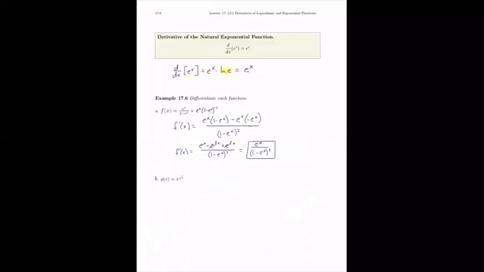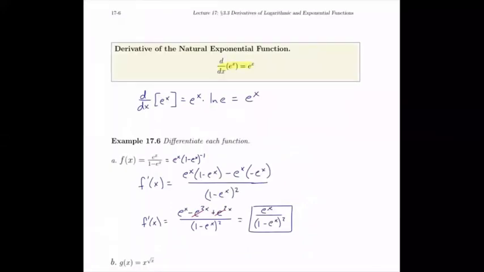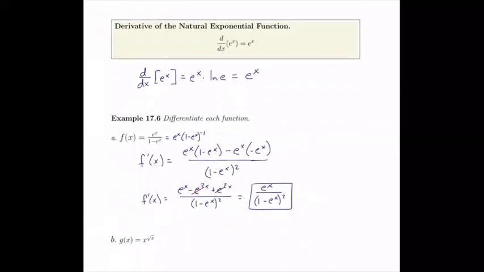We see that natural log of e is just a 1. e to what equals e? Well, e to the first power is e. So e to the x times 1 is e to the x. So there we have our derivative of e to the x. It's just a fact that we'll generally remember from here forward, but it's nice to see where it comes from.